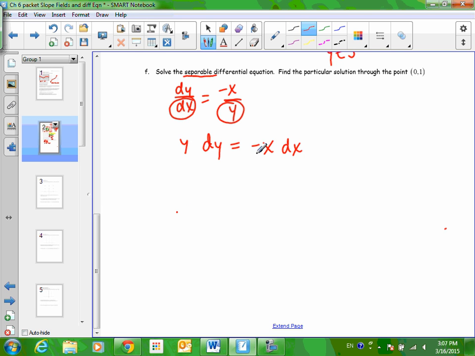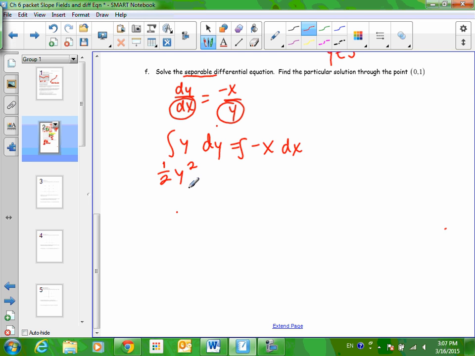Okay, once you've separated your variables, now you are ready to integrate. What we are doing is we're taking the slope field and we're going backwards. That's why we're integrating. We started off with the derivative, the slope. We're going backwards and we're going to find the equation of that circle. All right, what's the antiderivative of y?